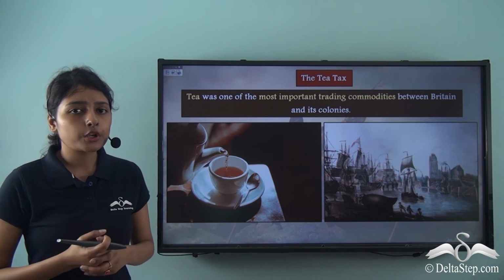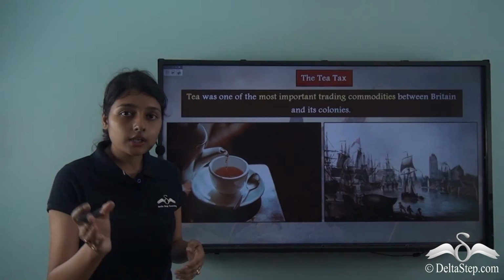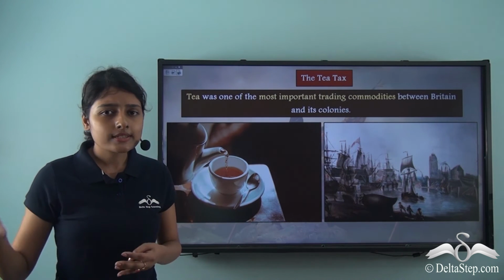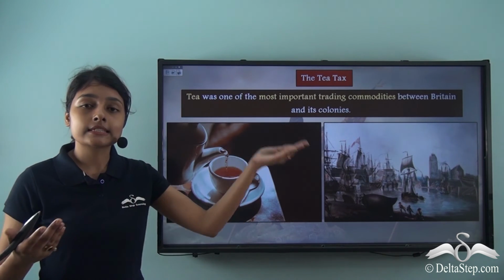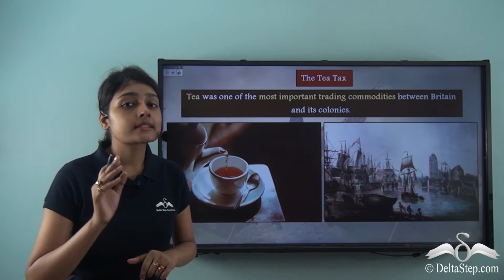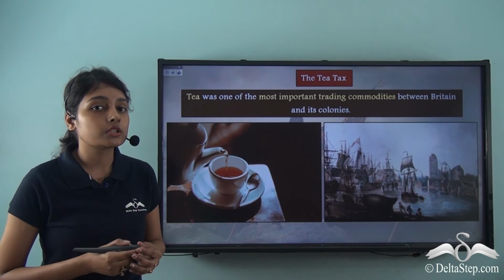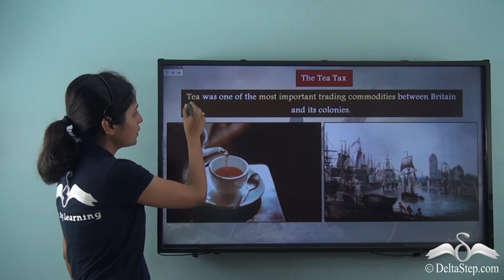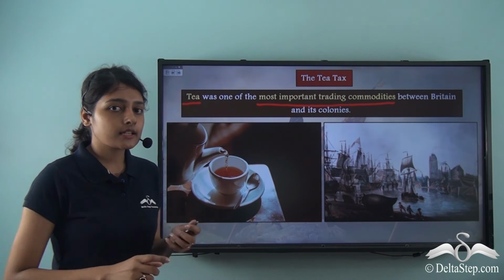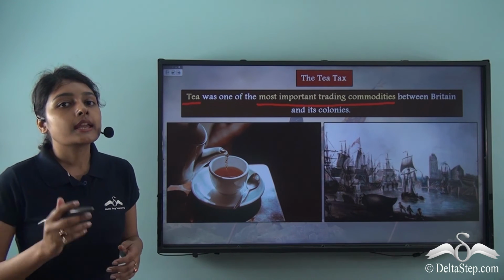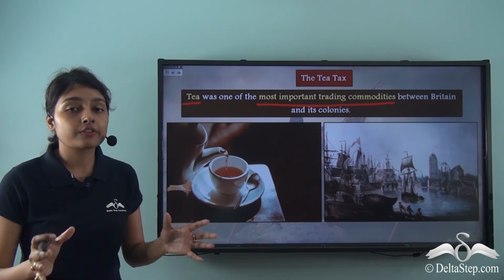Now, why was tea so important? Tea has always been a very popular drink among the Europeans. The colonists who had settled in North America were essentially Europeans. So they could not let go of their love for tea even when they settled in a different continent. By the 1760s, America was consuming more than 1 million pounds of tea every year. Can you imagine that? Since tea was a very important trading commodity between Britain and its colonies, Britain devised this strategy. It understood that if it still levied taxes on tea, it would gain huge revenue from this.